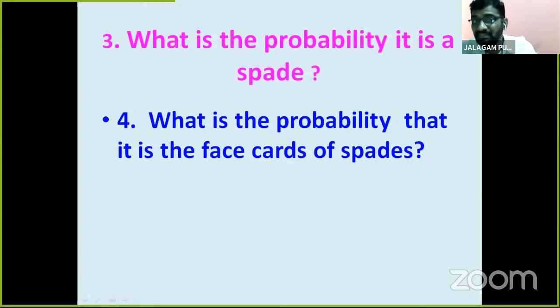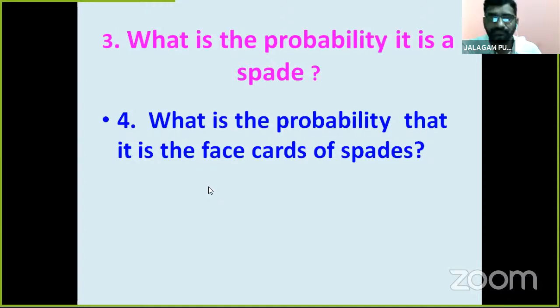Face cards. So identify these differences. Here in the third one, it is the total spades. But here it is the face cards of the spades. How many favorable outcomes are there for face cards of spades? That is divided by the total number of outcomes. Have you understood? Like that.